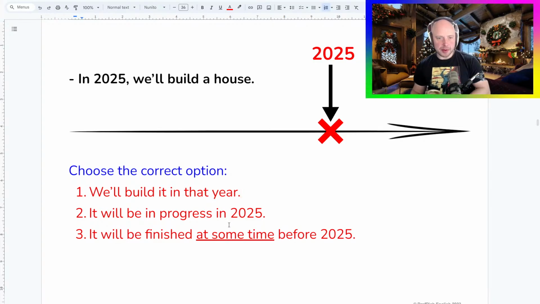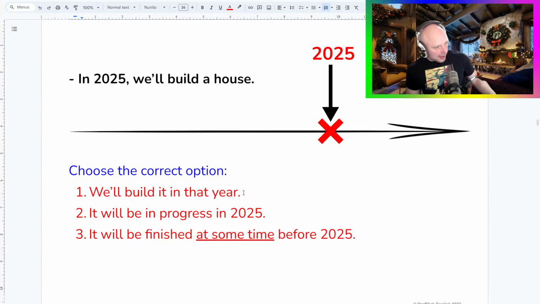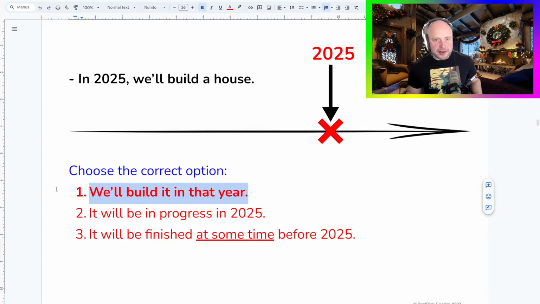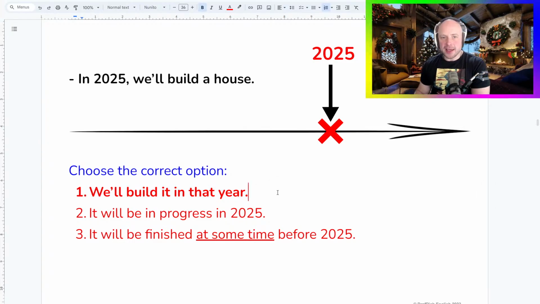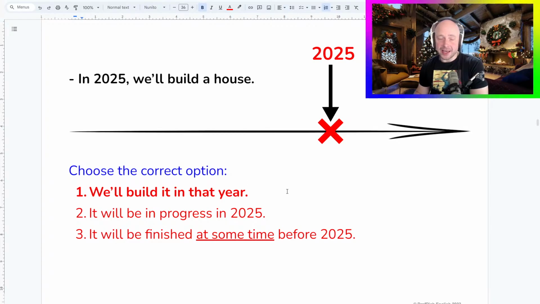So, interesting that a lot of people are going for 3 there. I'm not really sure why. The correct answer is, in fact, 1. You will build it in that year, as in 2025. That's when you will build it, in that year. So the correct answer is number 1, and that is the future simple.